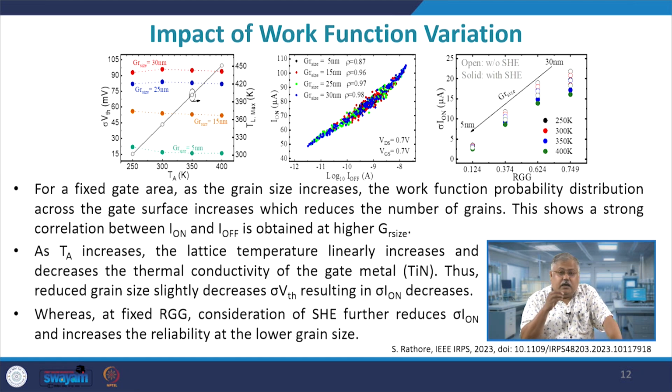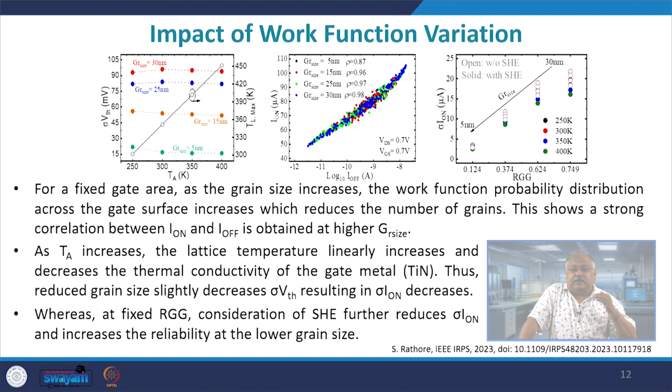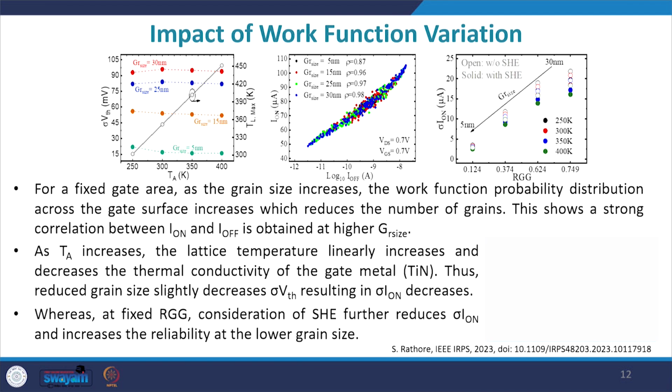Now, as the TA value goes on increasing, the lattice temperature linearly increases and decreases the thermal conductivity of the gate material. So, as the temperature goes on increasing linearly, the thermal conductivity of the gate material starts to go down, and therefore a reduced grain size will slightly decrease the threshold voltage. These are all shown again in this graph in a much better manner.